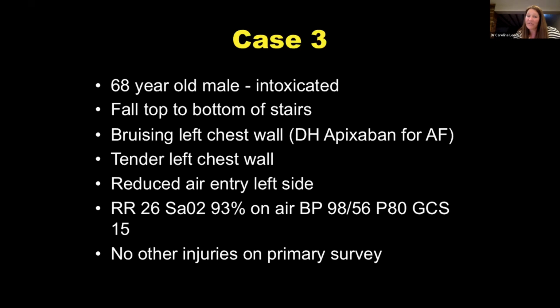So I'm thinking rib fractures, obviously. I'm wondering if the patient's got a haemothorax. I'm thinking that blood pressure is a little bit rubbish for someone who's 68. Sats are a little bit low. Or actually, is it that they've just got a bruise and they're just really drunk and otherwise they're okay? We don't know.